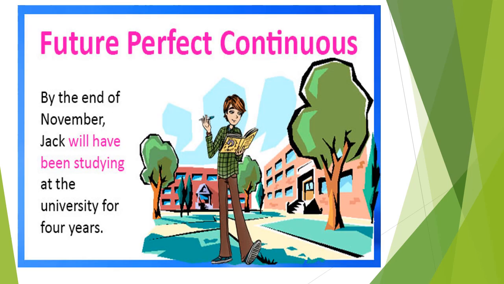Let us understand through an example, future perfect continuous. See here you can see a boy. He is saying, by the end of November, Jack will have been studying at the university for 4 years. See very clearly, Jack is the subject, will have is the helping verb, will have been, plus study is the first form of the verb, and then ing is added.